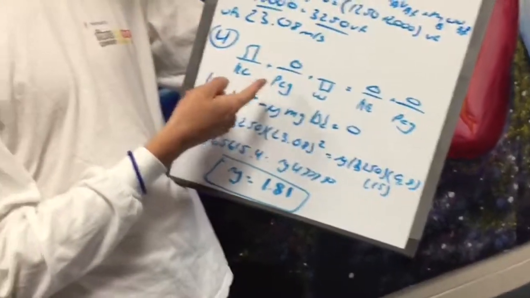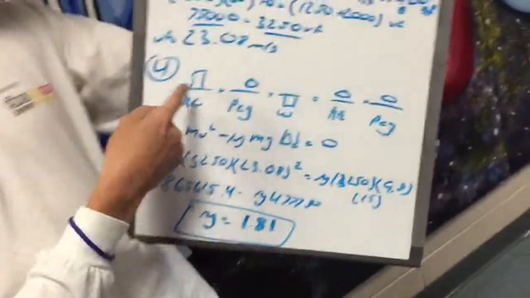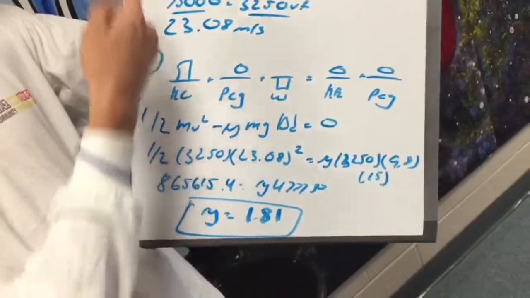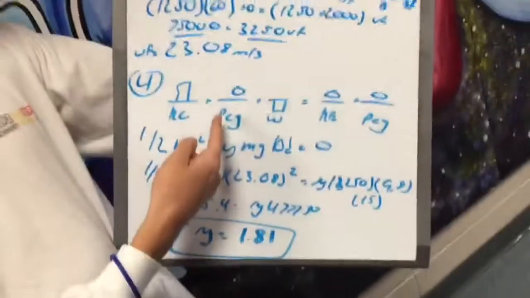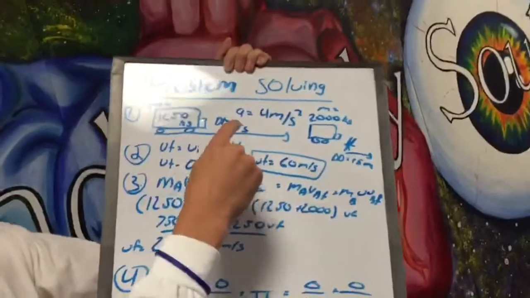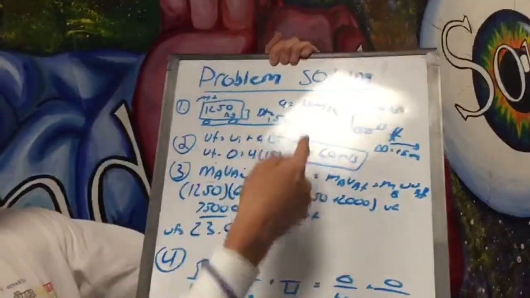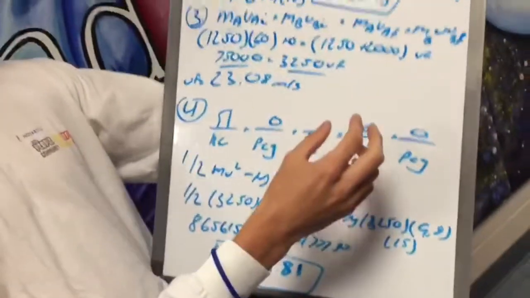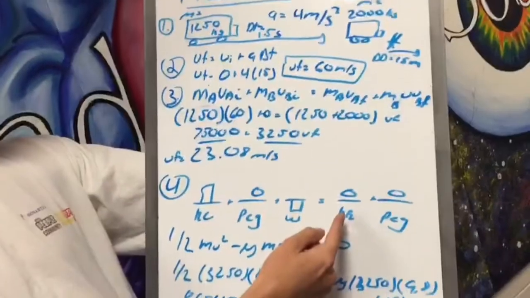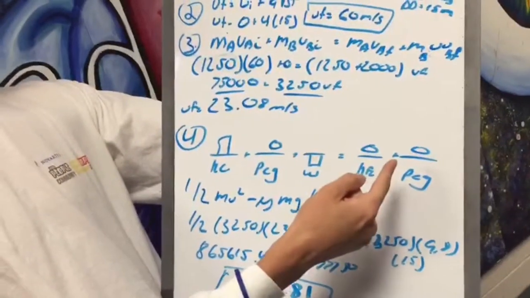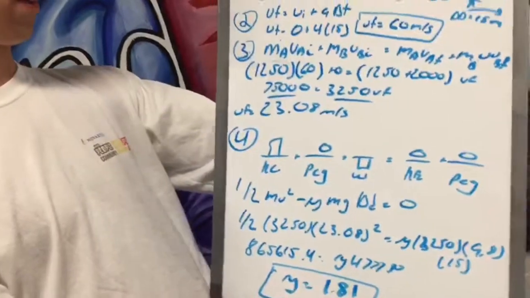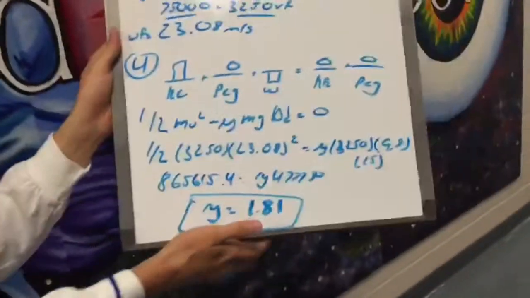This is where it gets fun. KE is up because the car is moving. PG is 0 because it's flat, there's no incline or decline. Work is negative because there's friction. And at the end, both cars are stopped, so the KE is 0, and they're both on the ground still, so PEG is 0.